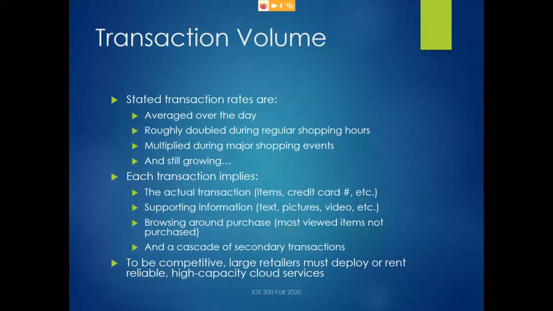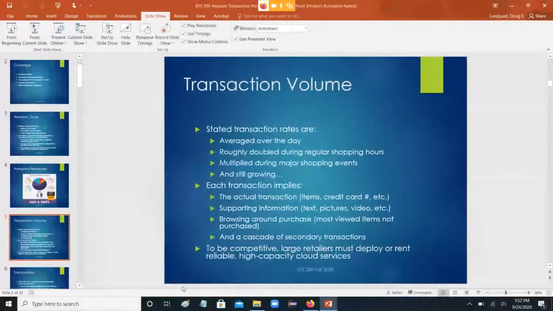Now, every time there's a transaction, of course, there's a lot of extra information that has to get transferred around. So the actual transaction details: what items are getting bought, the credit card number, your address, all that sort of thing. There's also supporting information, everything that's shown on that web page: all the text, the pictures, the video, browsing around the purchase, and a whole bunch of secondary transactions. Okay, so let's talk about secondary transactions for a moment.